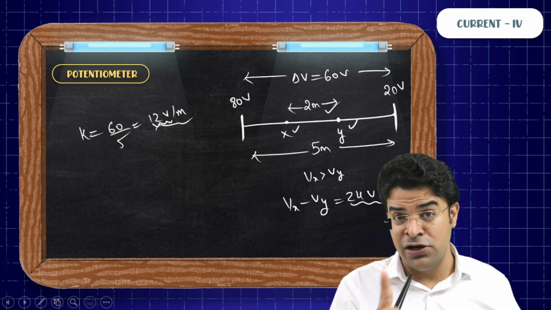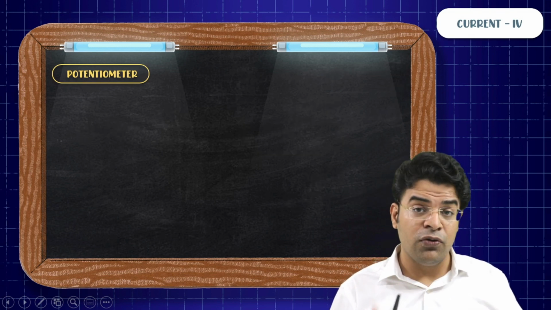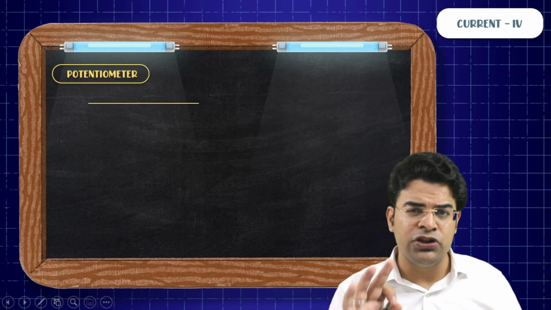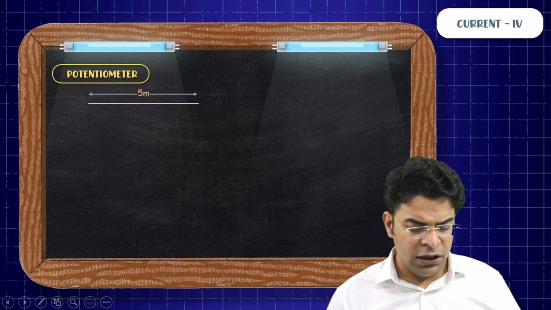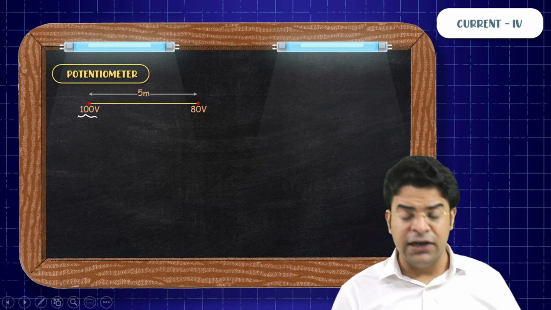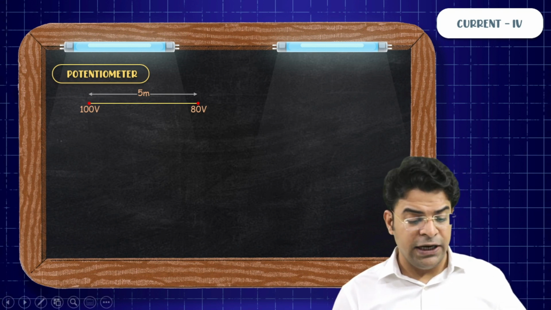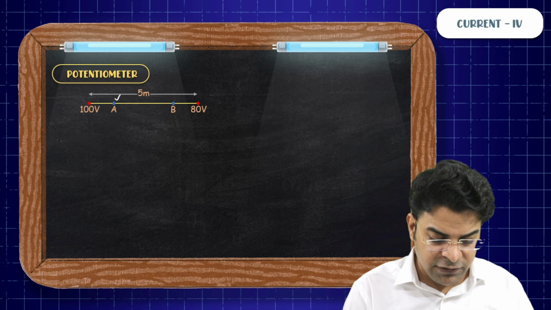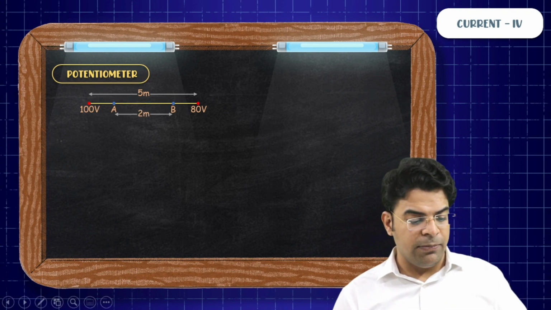If you get the answer to this one, I promise you, you won't find any problem in potentiometer, because potentiometer is essentially this concept. So let's say you have a wire of length 5 meter. On the left end, the potential is 100 volt. On the right end, the potential is 80 volt. Can you tell me the potential difference between 2 points A and B separated by 2 meter?